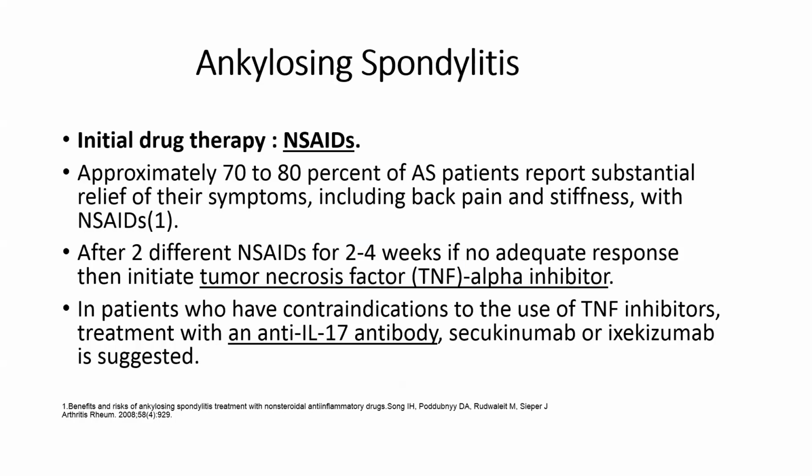Non-steroidal anti-inflammatories are the initial treatment of choice in ankylosing spondylitis. Approximately 70 to 80% of ankylosing spondylitis patients report substantial relief of their symptoms, including back pain and stiffness, with anti-inflammatories. After 2 different anti-inflammatories used for 2 to 4 weeks, if there is no adequate response, then we initiate TNF-alpha inhibitor therapy. In patients who have contraindications to TNF inhibitors, we suggest treatment with an anti-IL-17 antibody, secukinumab or ixekizumab.